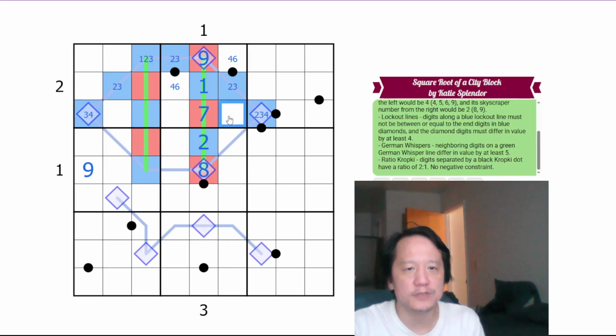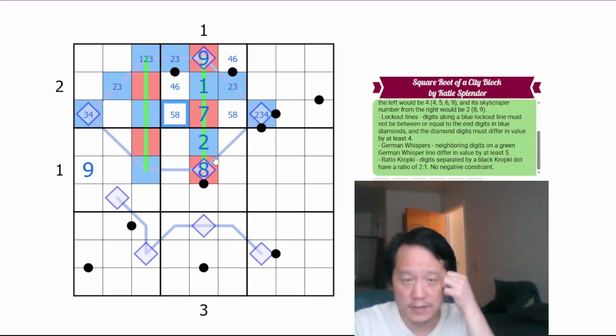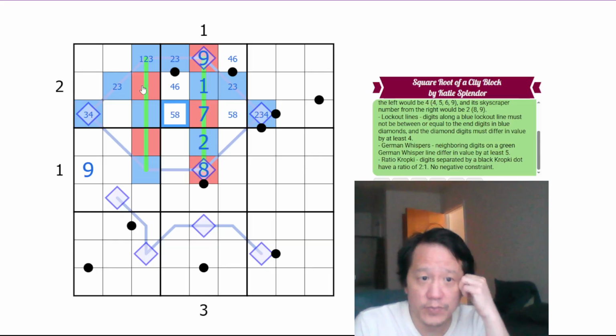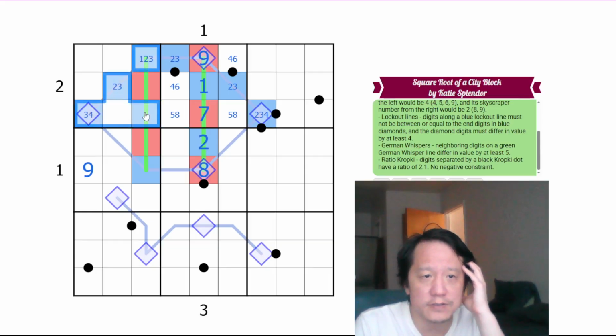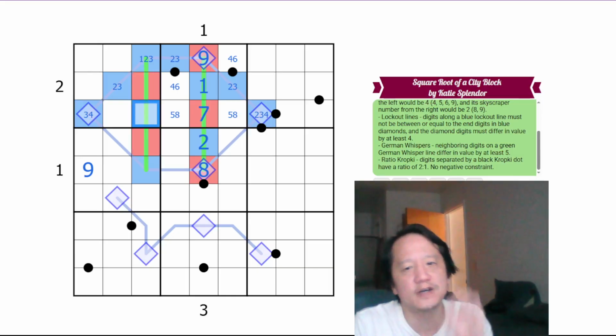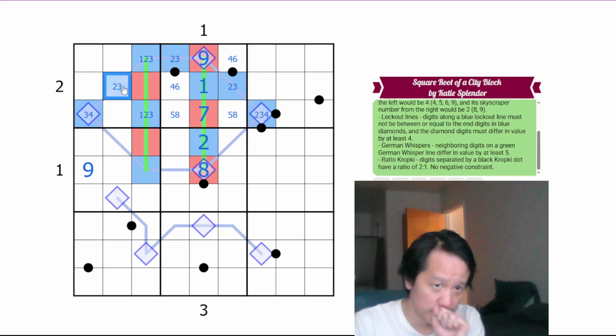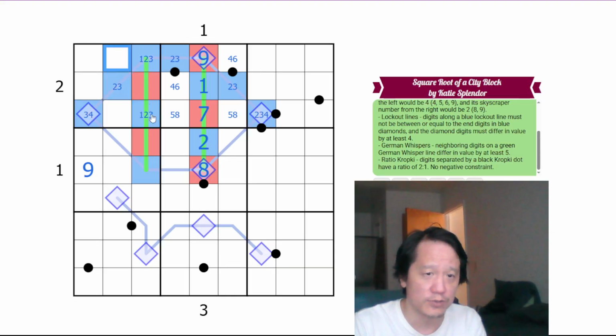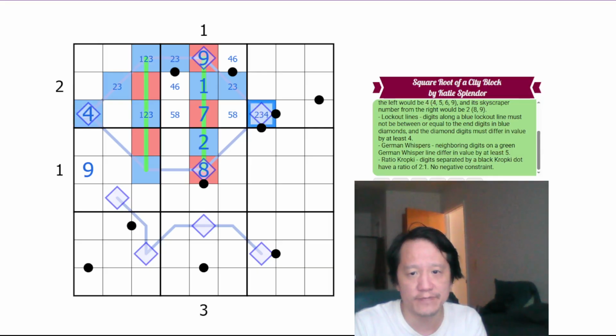Remaining digits in this box have to be 5 and 8. Okay. Also, as I said, these digits all must be low. And this digit is next to 2 unique digits on a whisper 5 line, so it can't be 4, so this is 1, 2, or 3. We have a 1, 2, 3 triplet here, which eliminates 1, 2, 3 in the rest of the box, so this can't be 3, this is 4, which means this can't be 4 here.